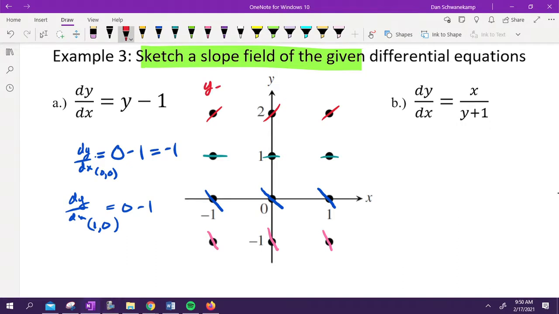Anywhere where my y is equal to 2, my slope is 1. Anywhere where my y is equal to 1, my slope was 0. And everywhere here where my y was equal to -1, my slope was -2. That should be your picture. See if your picture matches.